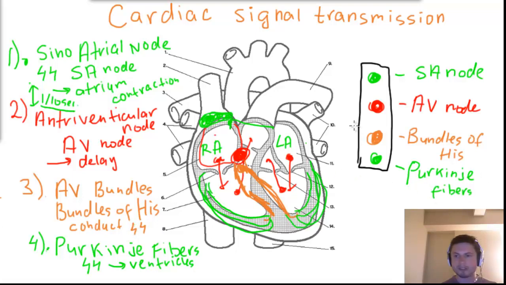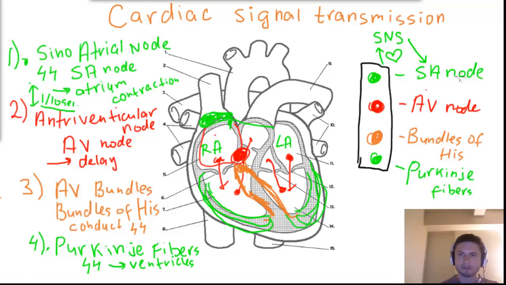And one more thing I'm going to mention is something about the SA node. Your SA node is actually innervated by two things. One of them is a nerve from your sympathetic nervous system. If you remember correctly, the SNS is your fight or flight response, right? So the SNS causes your heart to beat faster, increasing heartbeat, and it does it by innervating the SA node.